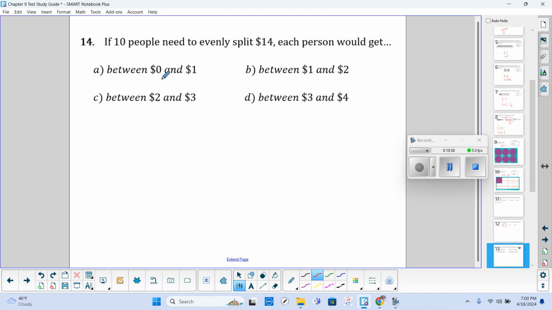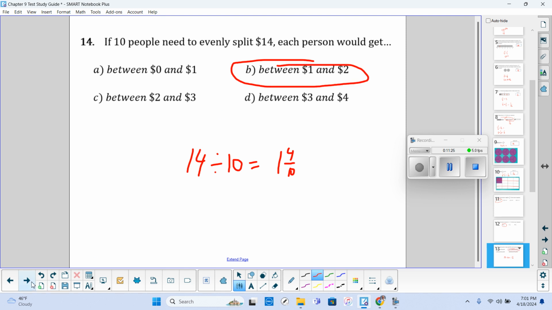Number 14, if 10 people needed to evenly split $14, each person would get, well, if I take 14 things and divide it among 10 people, each person would get one thing with 4/10 left over, 1 and 4/10. So that means each person would get not between $0 and $1, they'd get between $1 and $2.